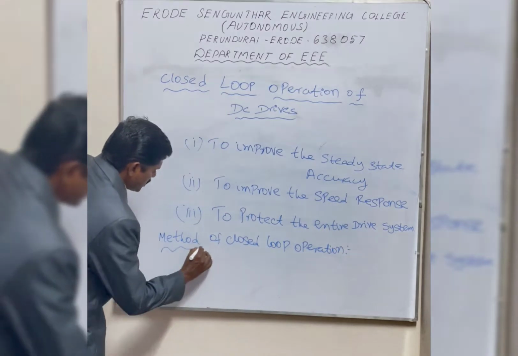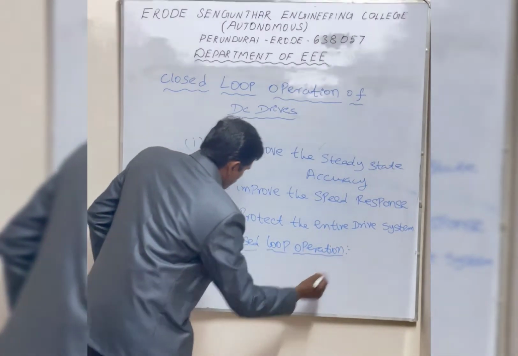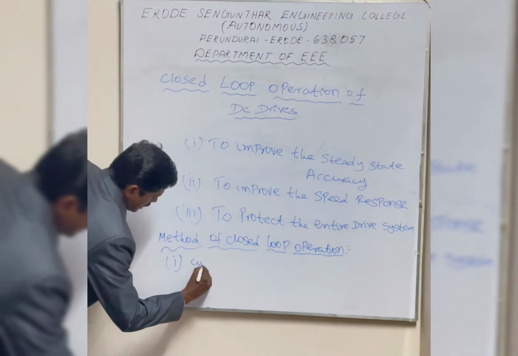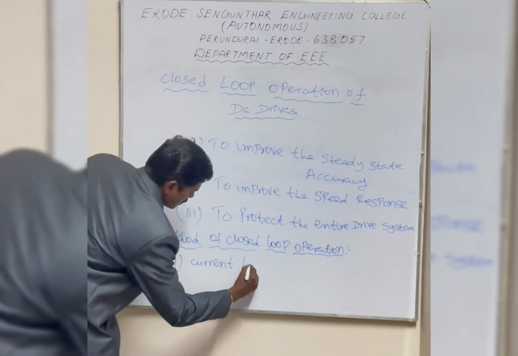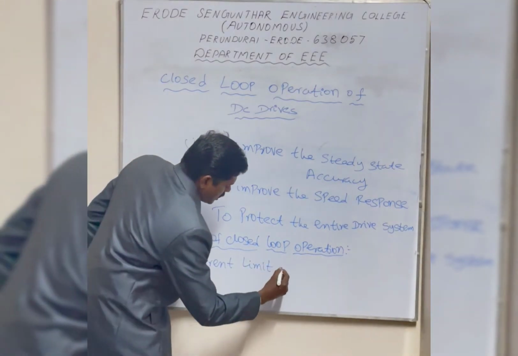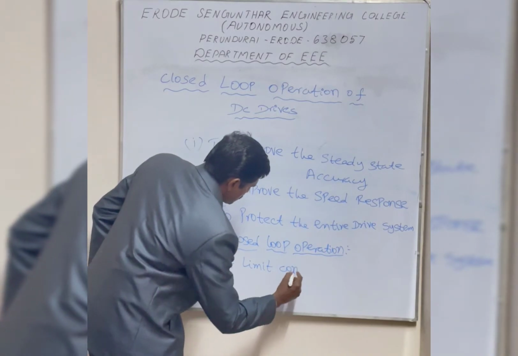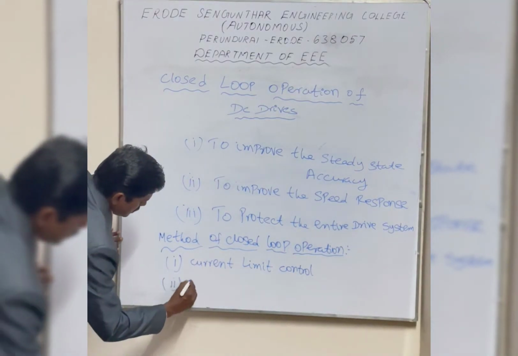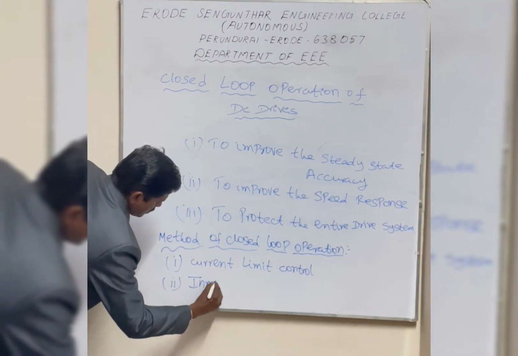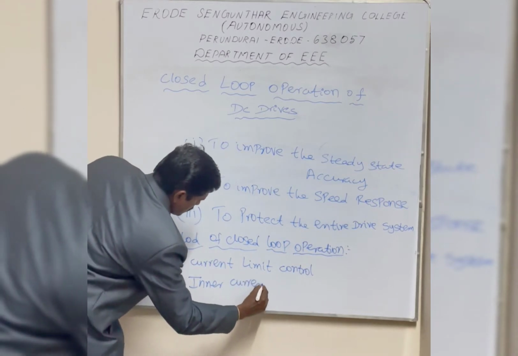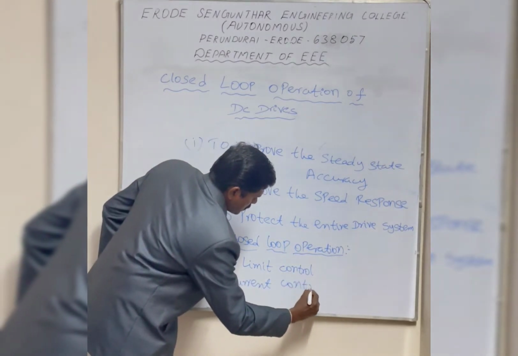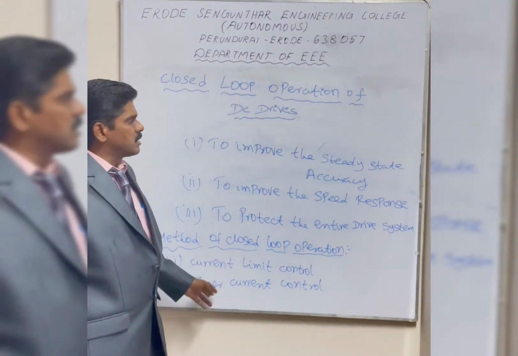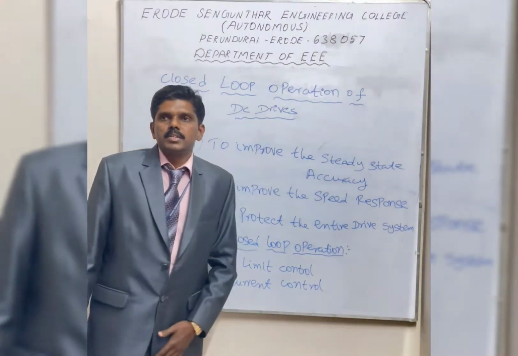The first method is called current limit control. The second method is called inner current control method. These are the two important methods by which we can obtain the closed loop operation of the DC drives.